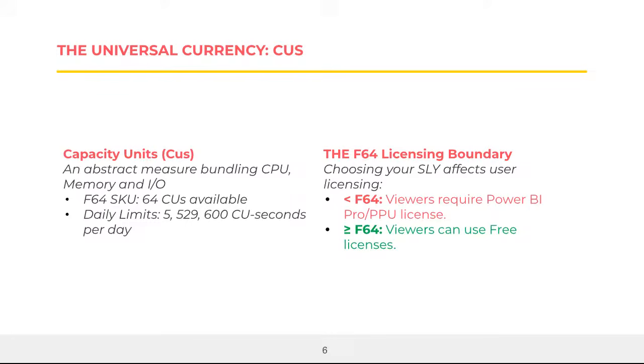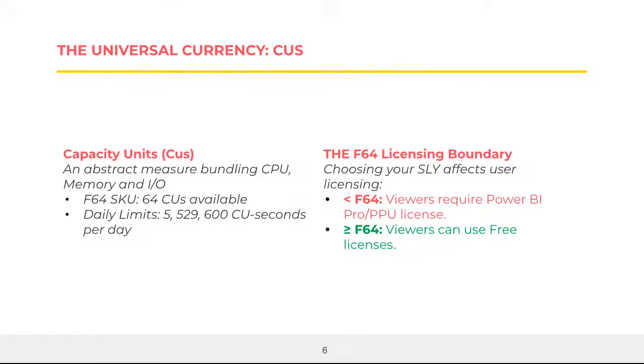F4, F8, F16, for example F2 means you have two CU. A CU is an abstract measure for billing CPU, memory, and input output. Just not the memory, it's a separate bill. I don't remember the price for 1 GB, but it's pretty cheap. So, for example, if you have an F64, you have 64 CU available, so it means 64 CU per second. So on the day, you have this amount of CU. So this is how it works.